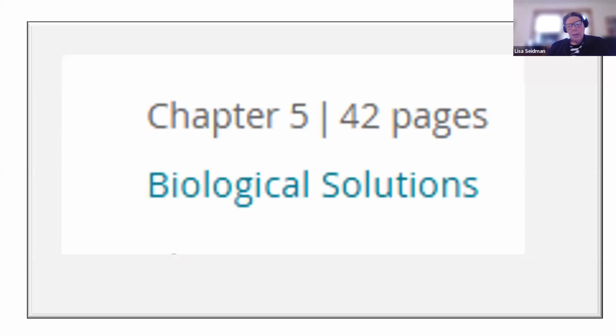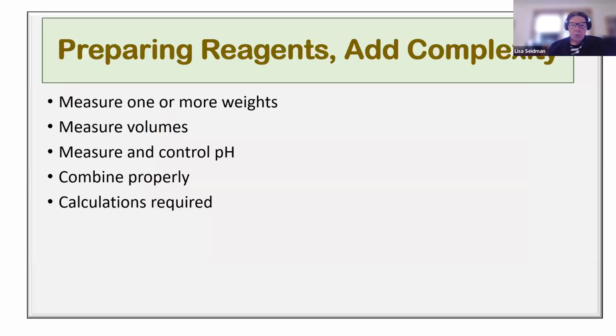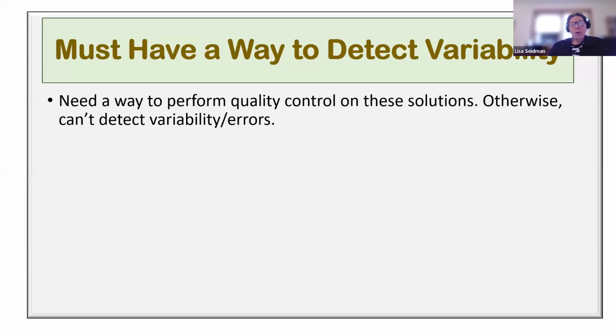So now returning to the biological solutions unit, there's a number of activities in here. They start out with very simple ones, like dissolving a single salt into solution. It's very simple. And they get more complicated as the activities go on. But what's really important here, partly, is that we're adding complexity. We're going to be measuring one or more weights. We're going to be measuring volumes. We're going to add in pH as we get further down into the unit. They have to be combined properly. We do some calculations. And we have to have a way to detect variability.